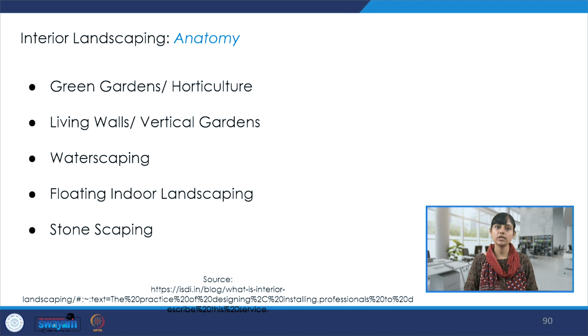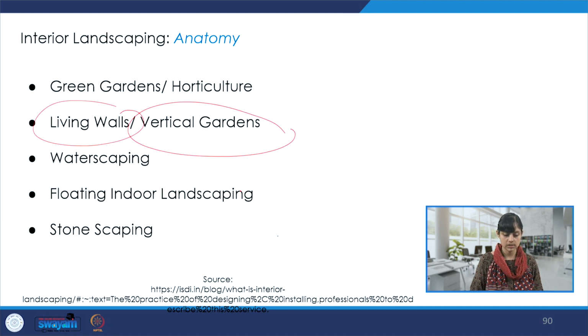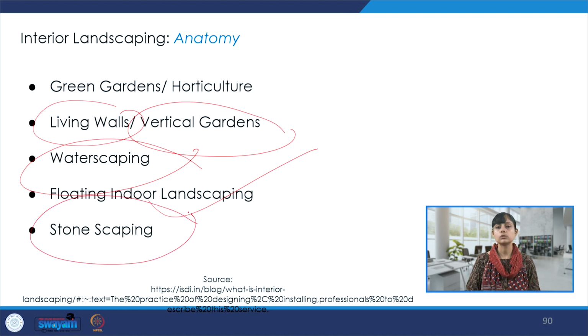And if we talk about anatomy, they could be like vertical gardens or living walls. It could be green gardens or horticulture. There could be waterscaping, floating indoor landscaping, stonescaping. So we see lots of airports and new projects which are of huge scale, where we see lots of interior landscaping that is quite in vogue these days and much appreciated, for also promoting indoor environment quality and for wellness of the people who are using it.